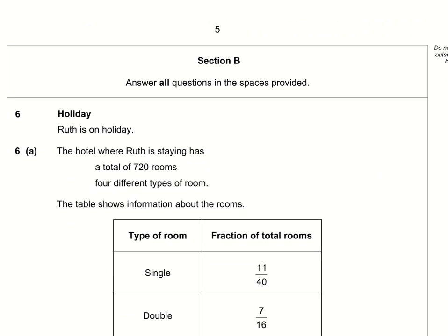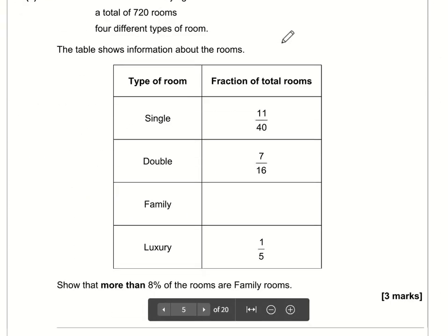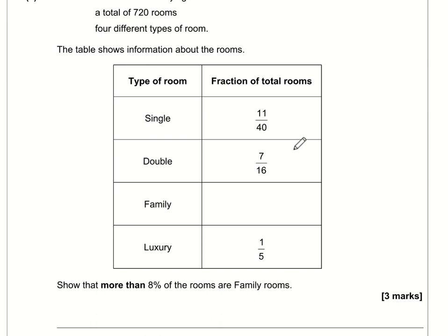Moving on to section B and question 6, which is a question about types of room in a hotel. We've been given information about the proportion of rooms that are single, double and luxury, and we need to show that more than 8% are family.